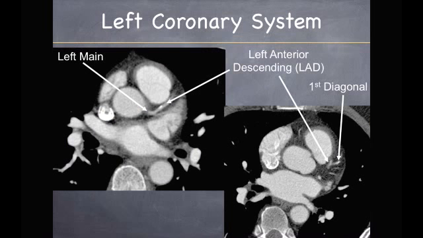Now here are some static images showing the left main, which then bifurcates. You can see here's the LAD running in the anterior interventricular groove, a little bit of calcified plaque there. And then the branch of that coming off and going to supply the lateral left ventricular wall is the diagonal branch, and this happens to be the first diagonal branch in this picture.